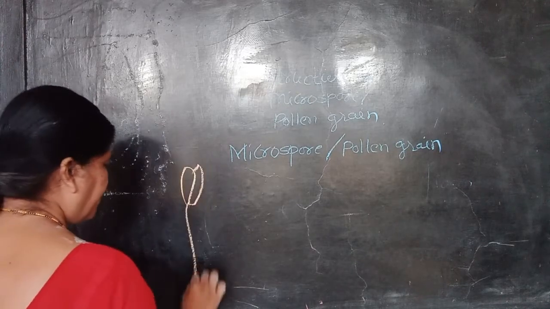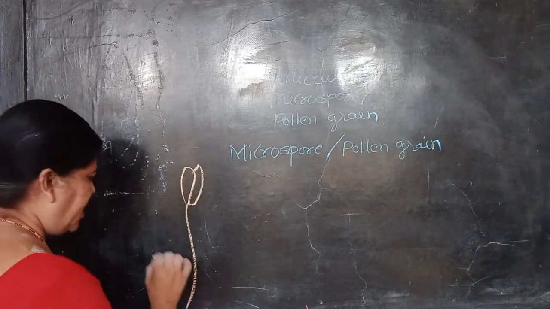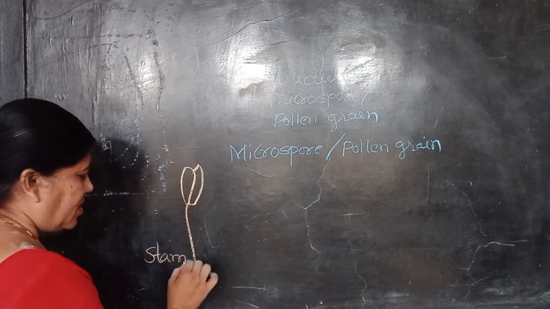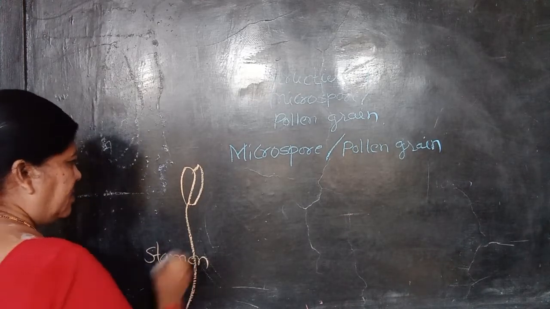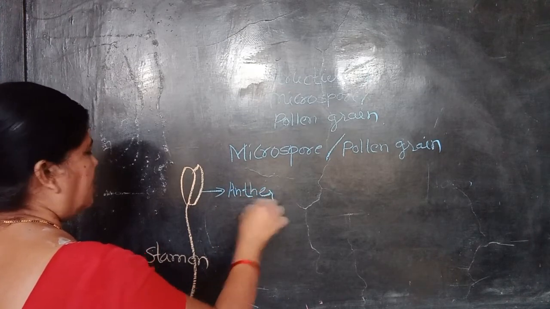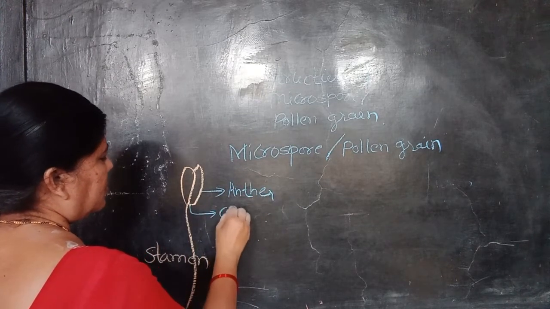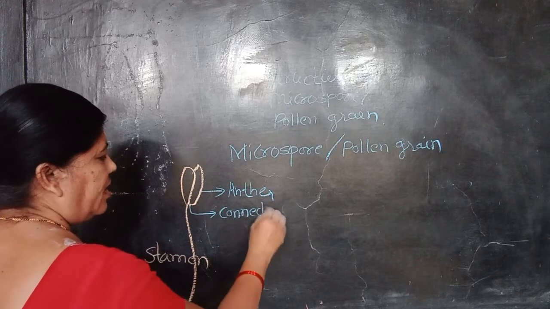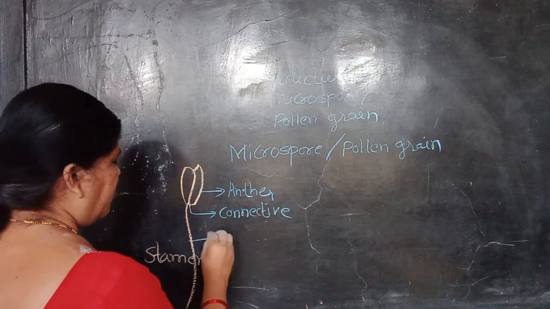Anther. This is stem. Stamen has three parts. Anther, this is connective, and this is filament.